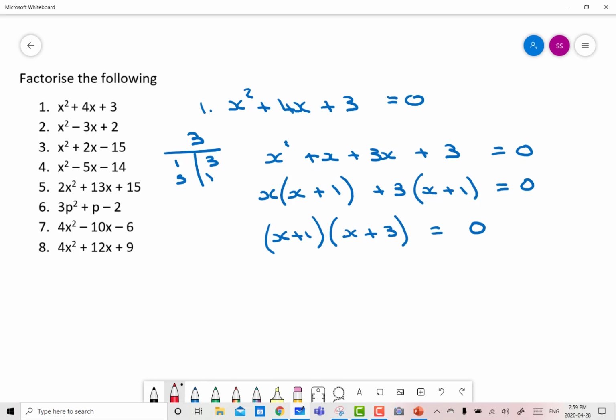So now then, from those two factors, we can see that x is equal to -1, or it's going to be equal to -3 in order to satisfy that equation. So there's the two answers to number 1. Okay, let's do number 2.